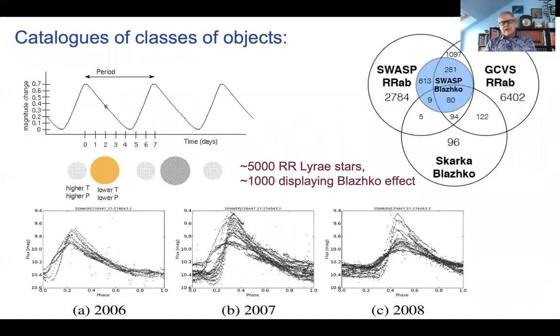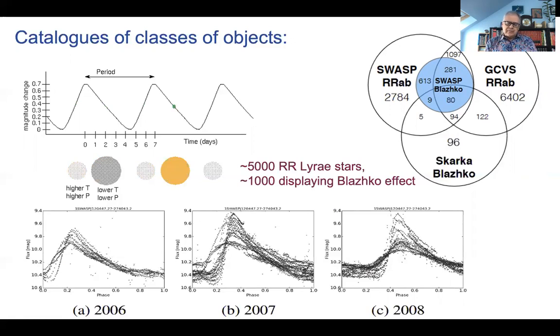Now, I mentioned that another use of these SuperWASP variable star data is to look at catalogues of classes of objects. And here's an example of pulsating stars. Now, there's a class of pulsating stars called RR Lyrae stars, named after the prototype, the star RR Lyra in the constellation of Lyra. These are pulsating stars that typically have a period of about half a day, so they get larger and smaller, brighter and fainter on this time scale of about half a day.